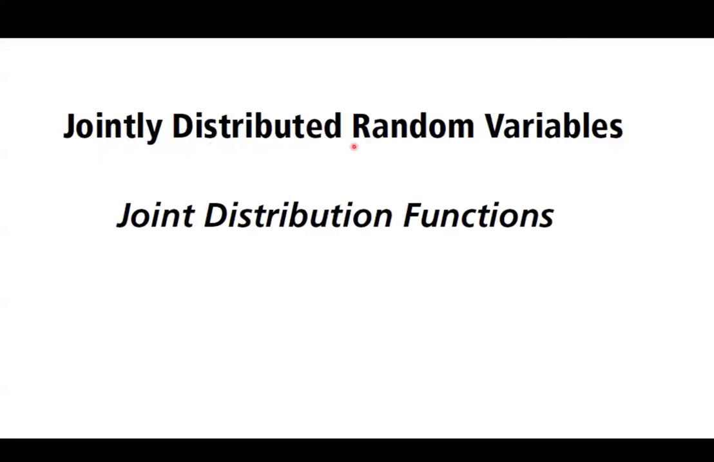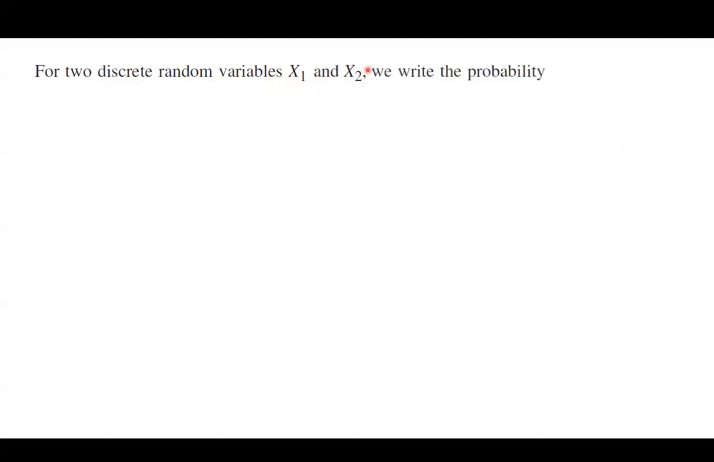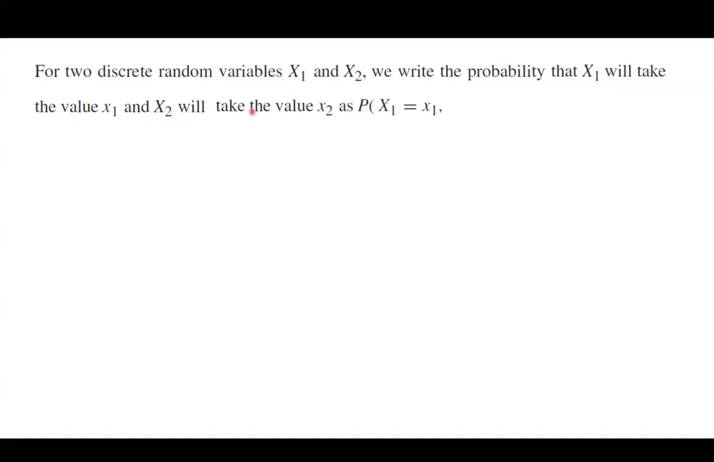On the topic of joint probability distribution. If you have two discrete random variables like x1 and x2, we write the probability that x1 will take the value x1 and x2 will take the value x2 as the probability that X1 is x1 and X2 is x2.